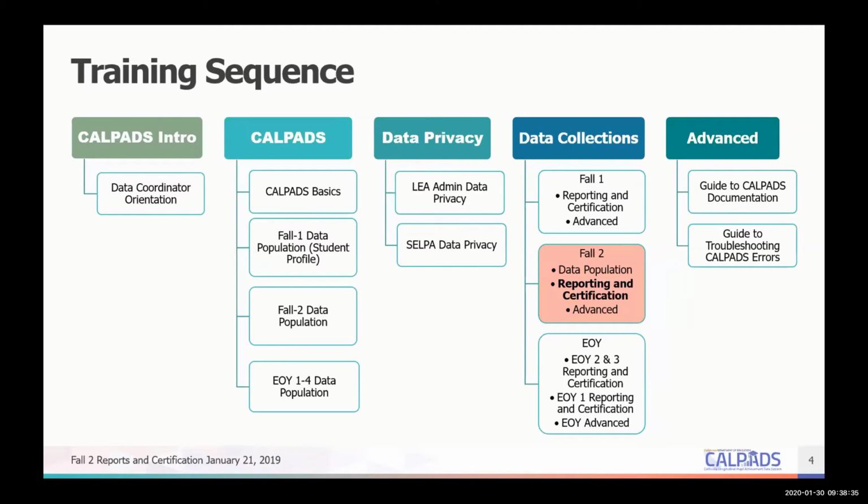So here's a wireframe of the training, and we are going to be covering what's highlighted in the orangish color, and in bold is the reporting and certification training. There has been an advanced version of this training for the experienced users that's just being finished up, being recorded and produced, so that should be out by the start of next week. And there are a series of data population self-paced trainings by each file type that are available on YouTube and in Bridge.